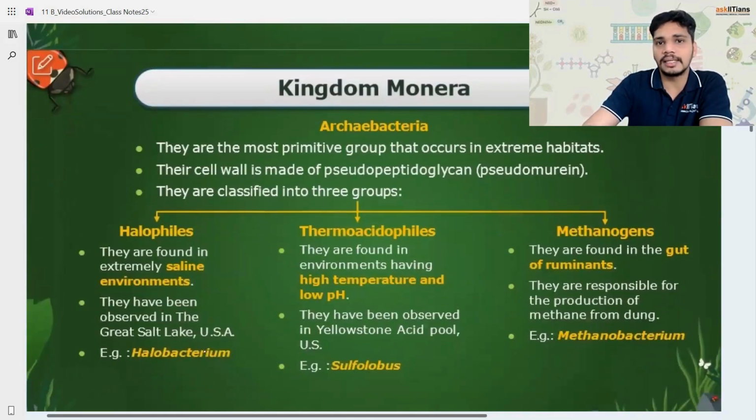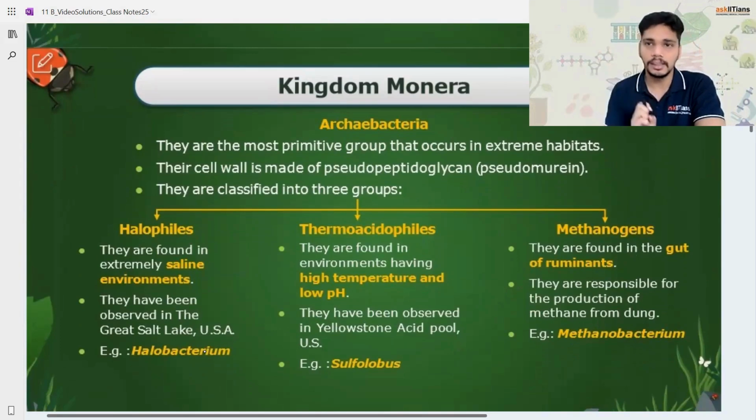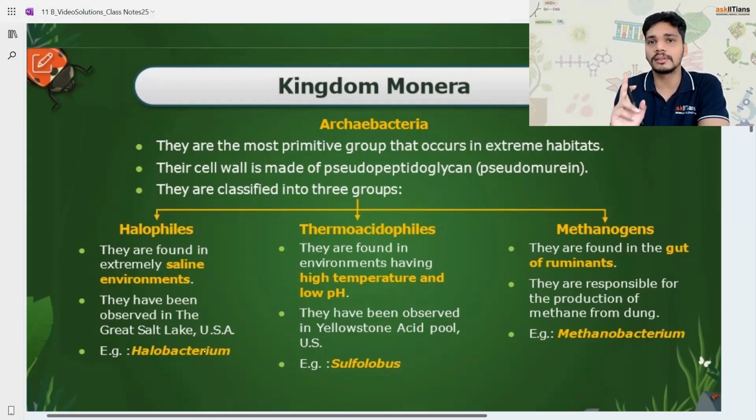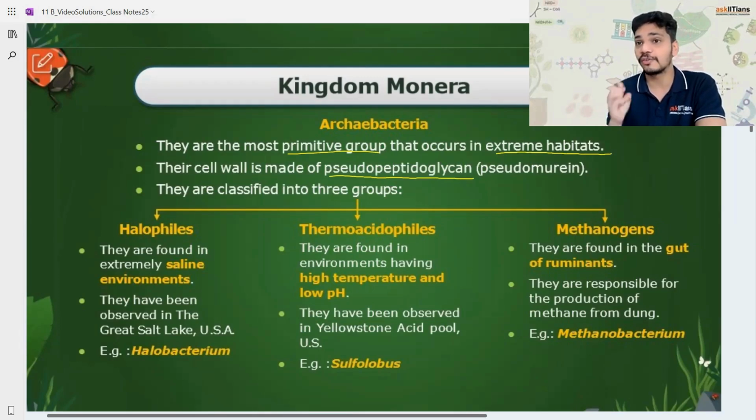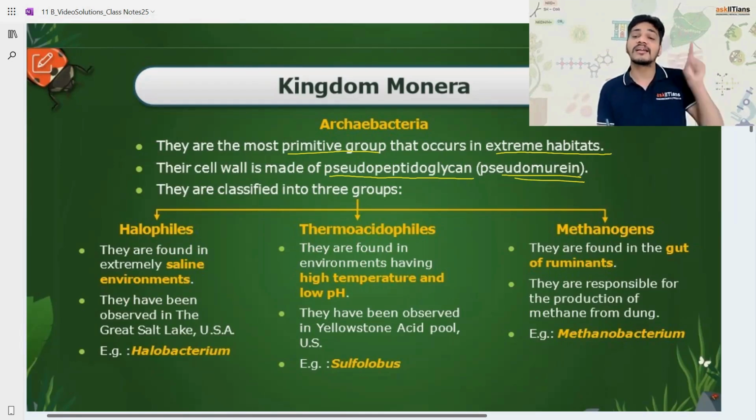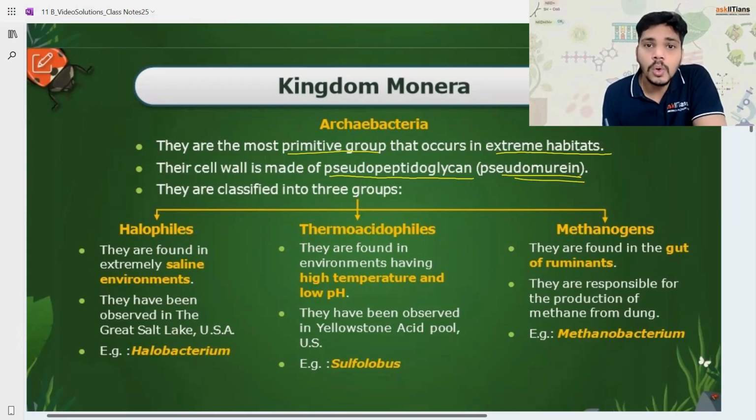First comes Archaebacteria. The moment I say Archaebacteria, what is the first point that comes to your mind? They are harsh condition bacteria. They are the most primitive group that occurs in extreme habitats. The name itself suggests their cell wall is made up of pseudopeptidoglycans. Please underline this, or make sure you are writing it down somewhere. That is pseudomurein, or also called pseudopeptidoglycan. That's why they can survive in extreme habitats, because of the pseudopeptidoglycan, also called pseudomurein.